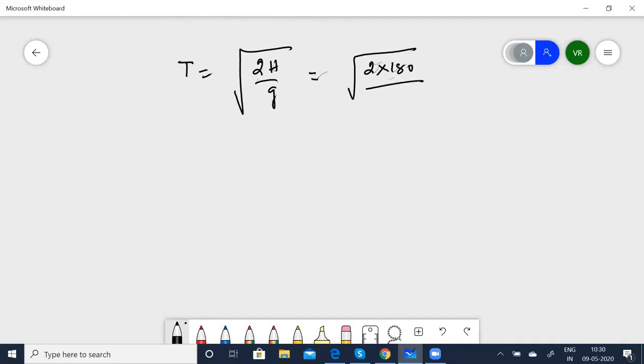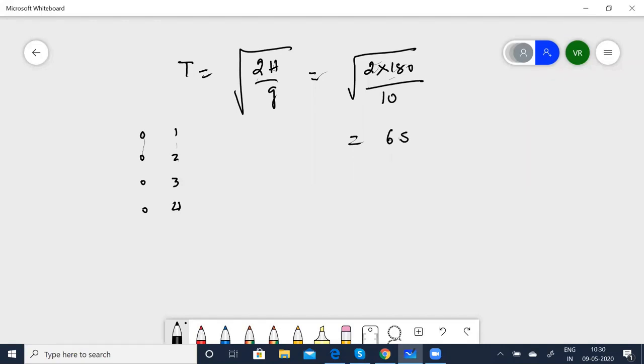Time taken for the first ball to reach the ground is T equal to root of 2h by g. Substitute root of 2 times 180 by g. Let us take g as a whole number, 10, instead of 9.8, which gives 6 seconds. So I can draw the position of balls like this: 1, 2, 3, 4. This is the first ball, second ball, third ball, and the fourth ball.